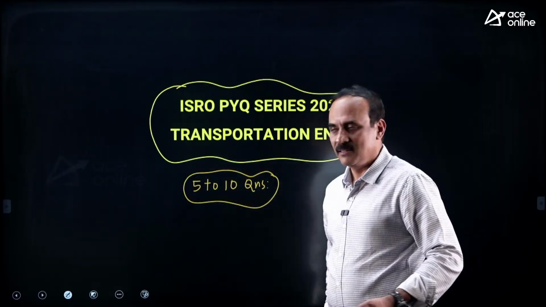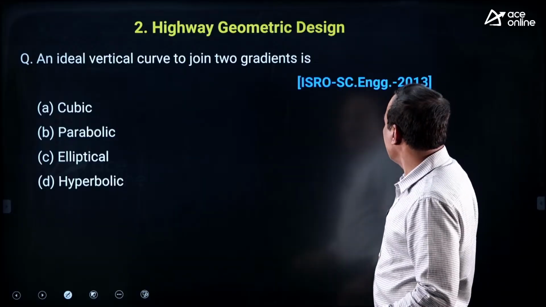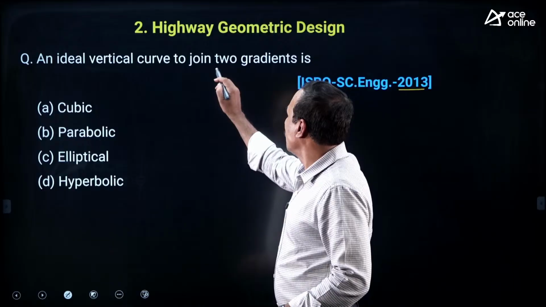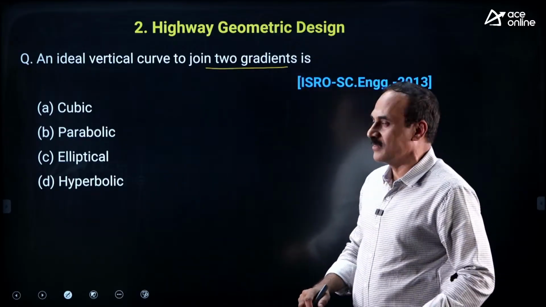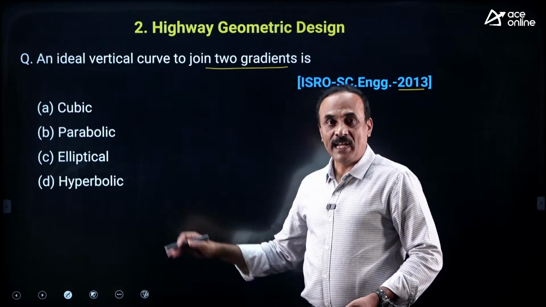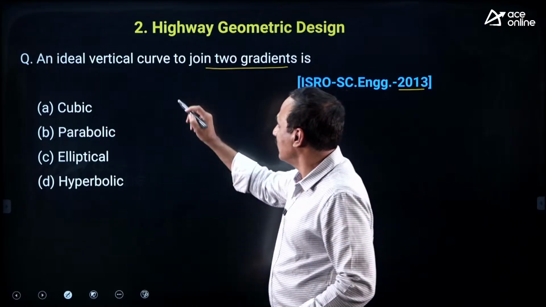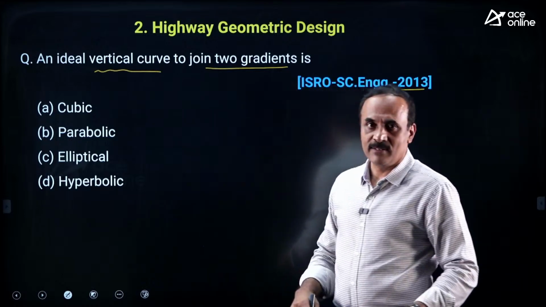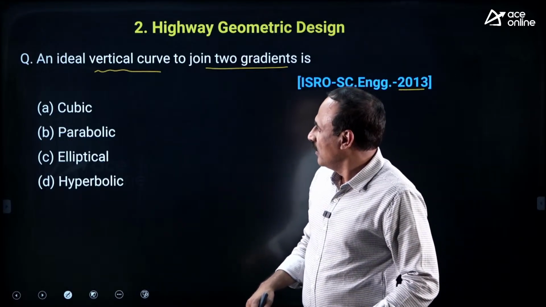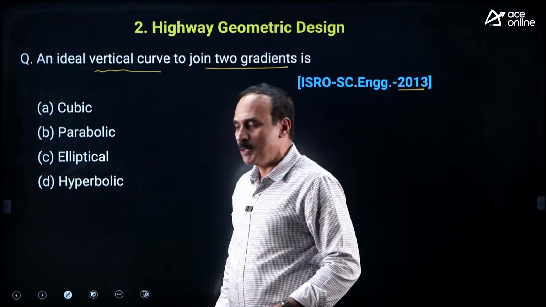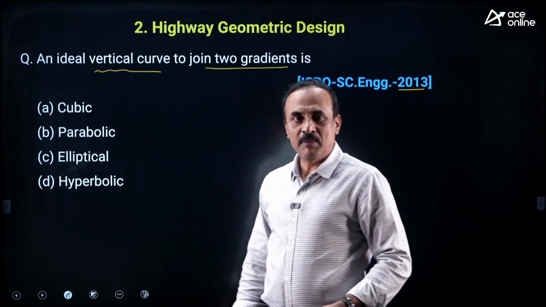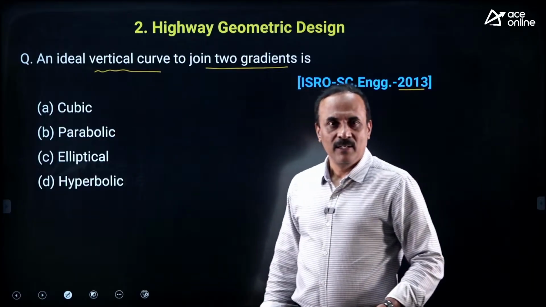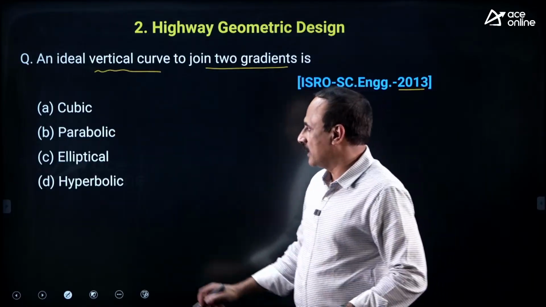Okay, done. See this question asked in ISRO 2013. An ideal vertical curve to join two gradients is. What is an ideal summit curve? A vertical curve is a summit curve, you can say, to join the two gradients. Cubic is nothing but cubic parabola. Parabolic means second degree parabola. Elliptical, hyperbolic. We need to go by process of elimination.